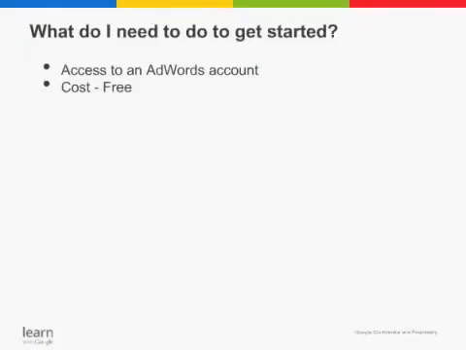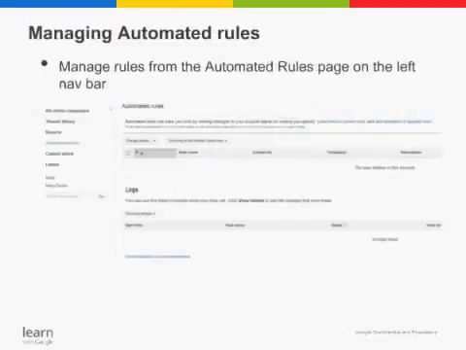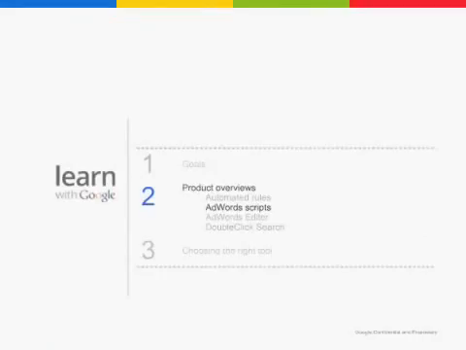Anyone who can set up an AdWords account can set up rules at no additional cost. You can create rules within the Campaigns tab of your account. And you can manage these rules from the Automated Rules page on the left navigation bar. As you can see, Automated Rules are a simple way to automate repetitive changes. We've tried to make it very easy to use automated rules to accomplish more common changes.